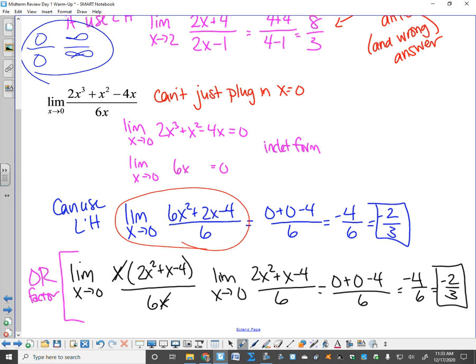Another way you could have done this problem instead of doing L'Hopital is factored. I could GCF an x out of the top, and then that x cancels with that x, and then I can do the limit of this, and I get a -2/3. So either way, that is fine. I can use L'Hopital's here, or I can factor. So either one of those works.